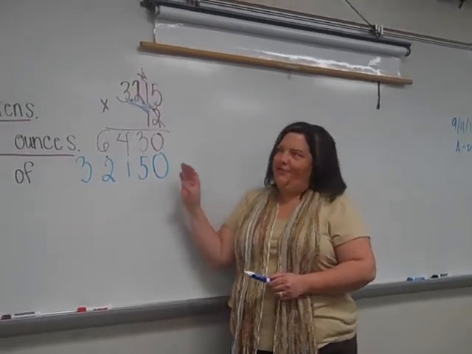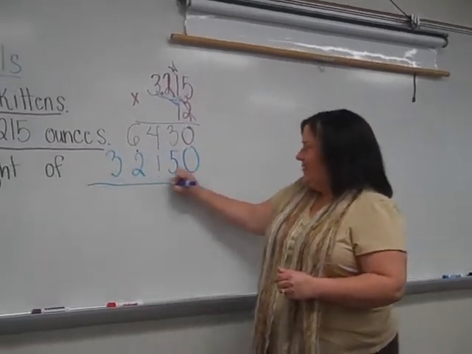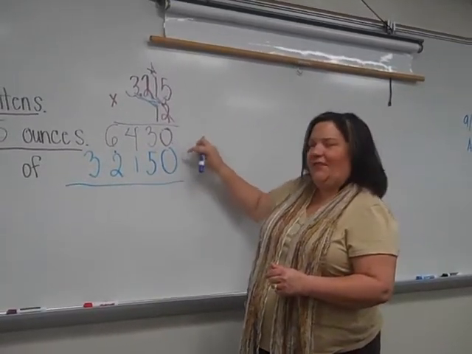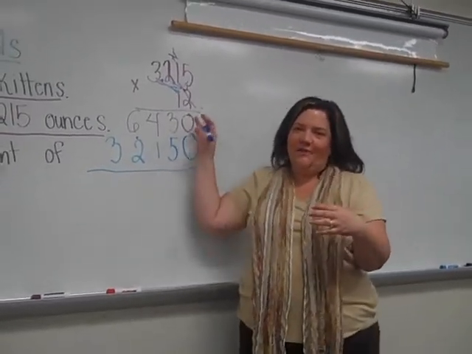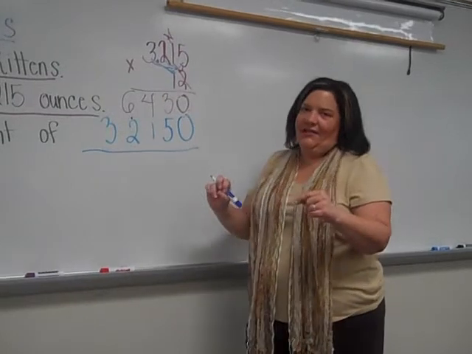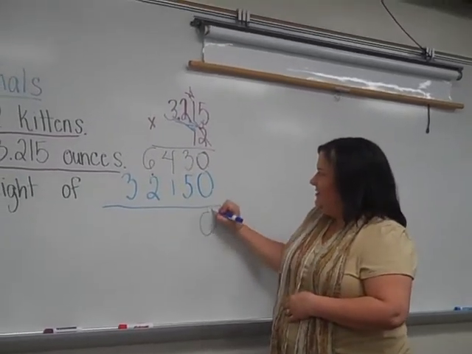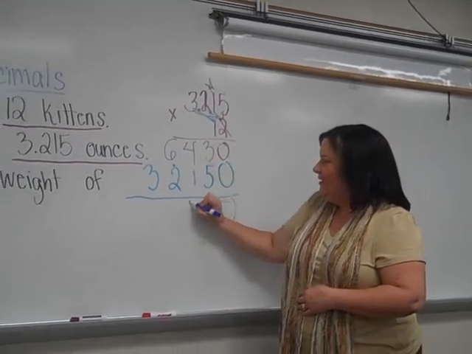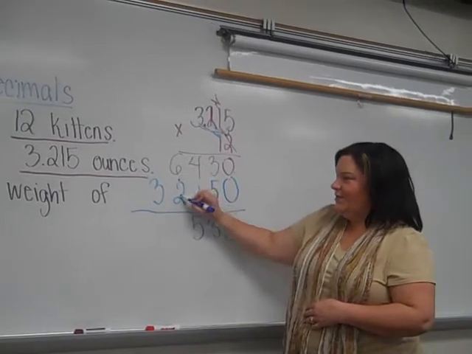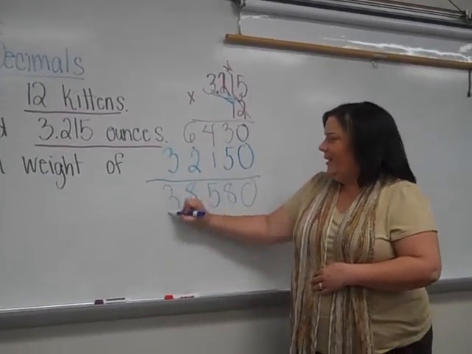So now I'm finished multiplying the factors, and I'm going to add these two products together. I call them products because they were a result of us multiplying the factors. 0 plus 0 is 0. 3 plus 5 is 8. 4 plus 1 is 5. 6 plus 2 is 8. And 3 plus nothing is 3.